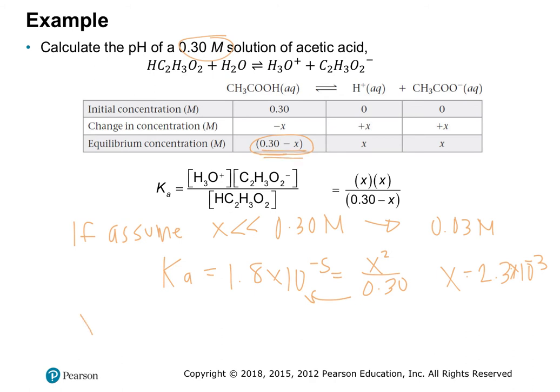So in this case, our x, which is our hydrogen concentration, we know it now, so we can find the pH, which is our ultimate goal here, by taking the negative log of 2.3 times 10 to the negative 3rd, and we get a 2.64 pH.